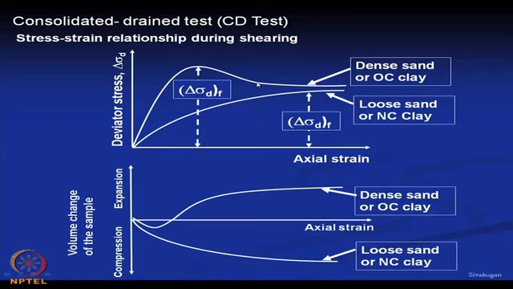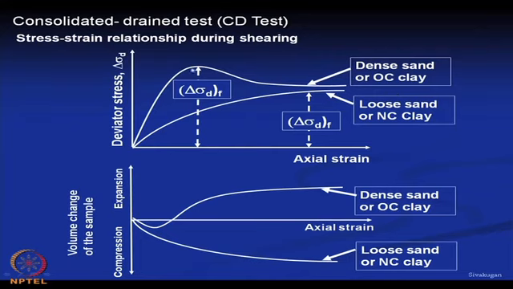Now, from these two curves we can see that for the loose sand or normally consolidated clay, we will not get any prominent failure or peak in the curve. But in the dense sand or over consolidated clay we will get a prominent peak in the stress strain curve. Ultimately these two values will approach a steady, same level, and this stress is called the residual stress.